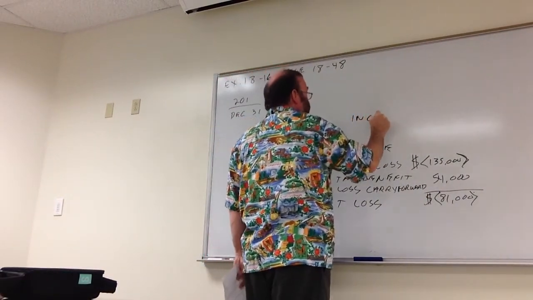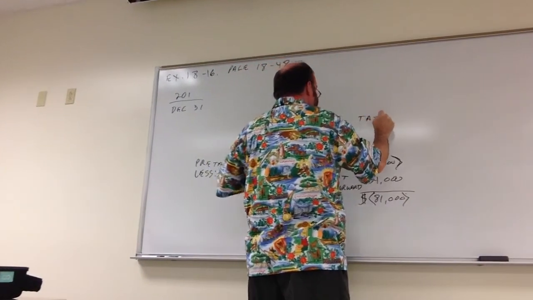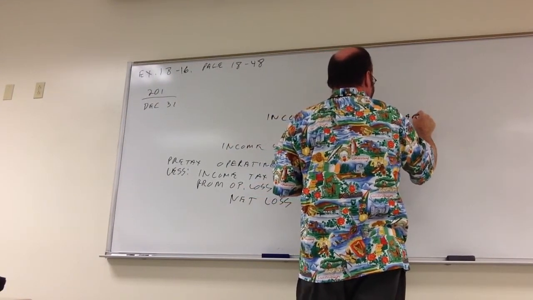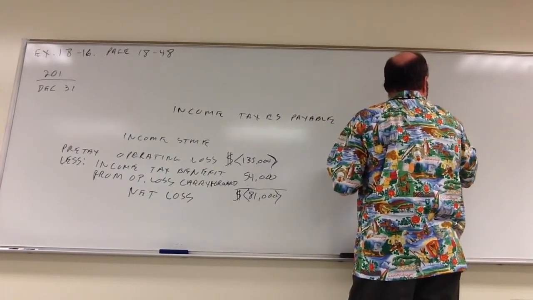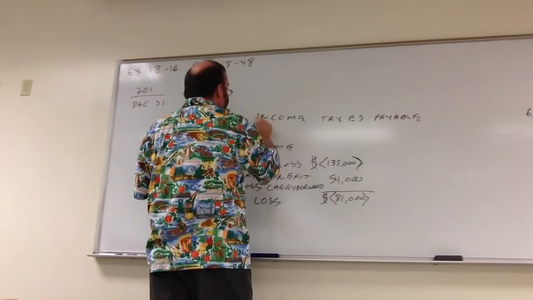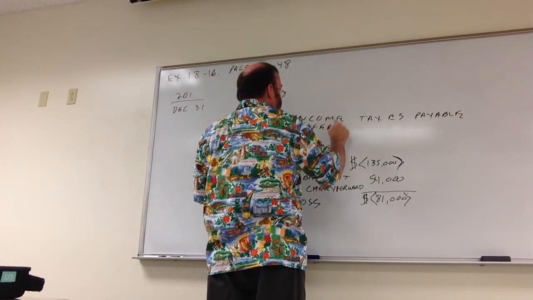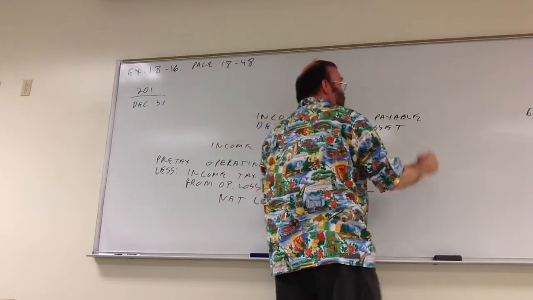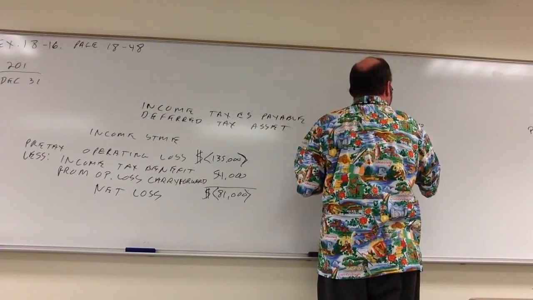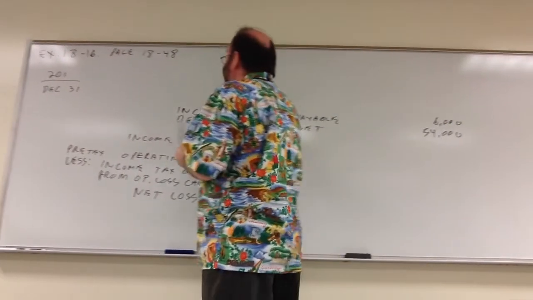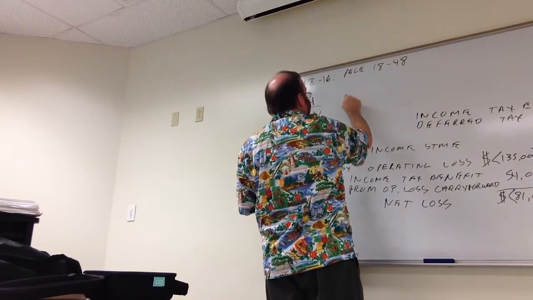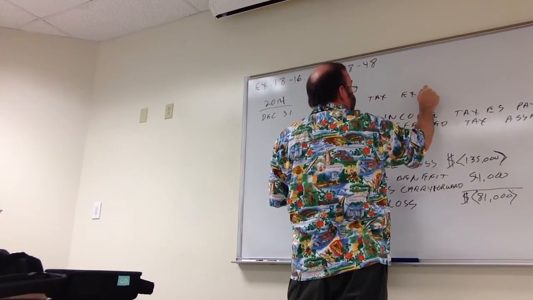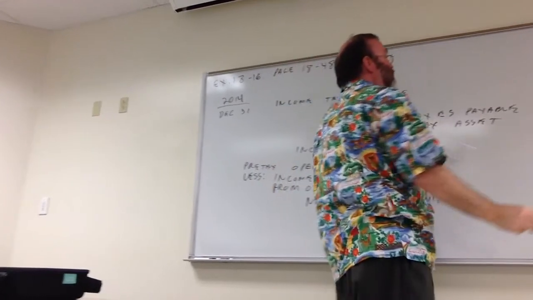So income taxes payable is $6,000. We're going to use up all of the deferred tax asset of $54,000, and that's going to give us an income tax expense of $60,000. This is 14.